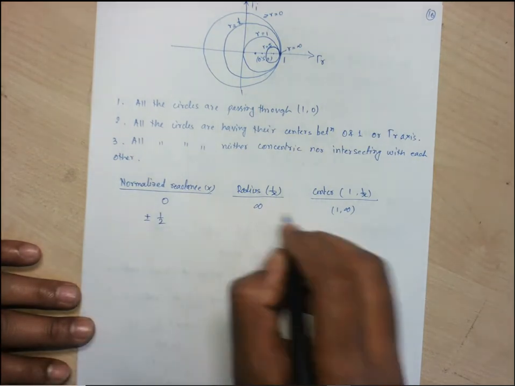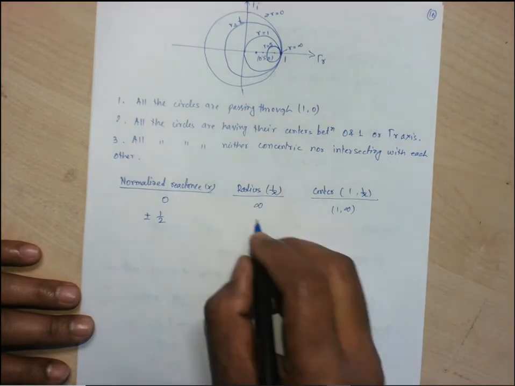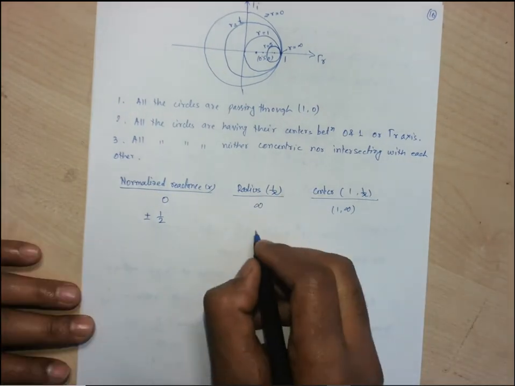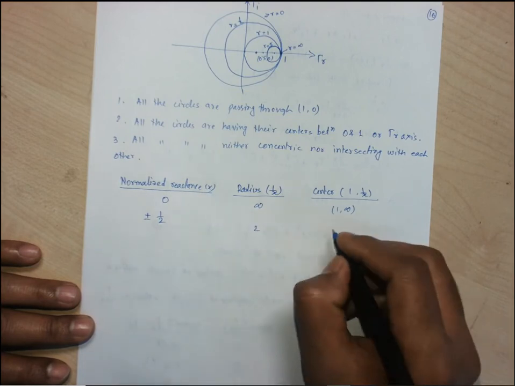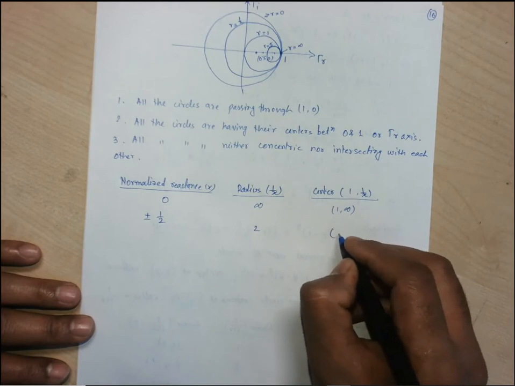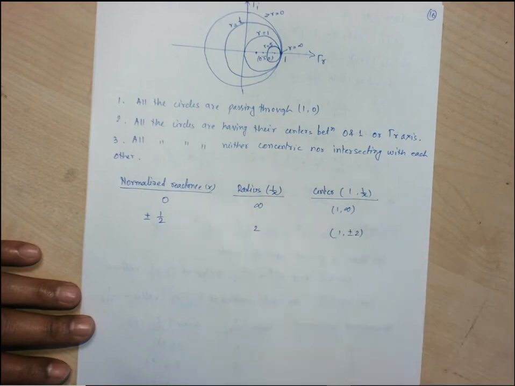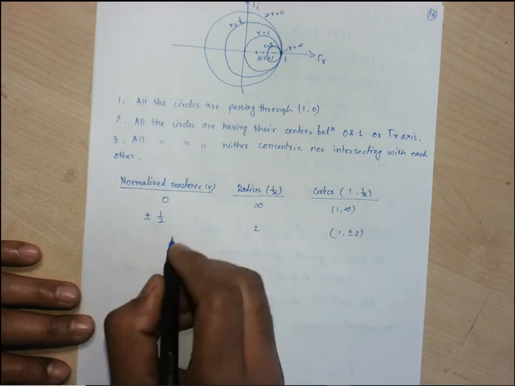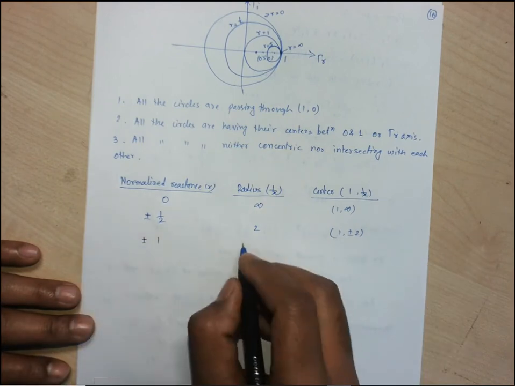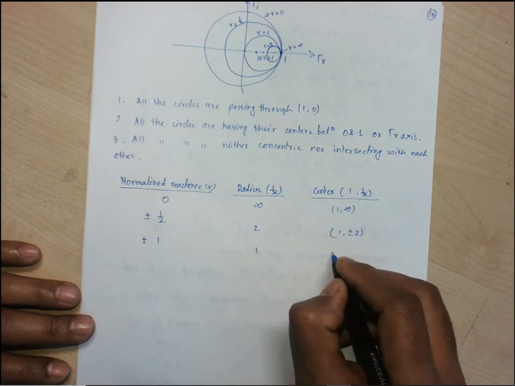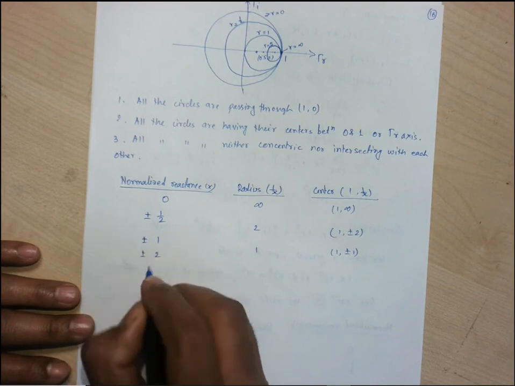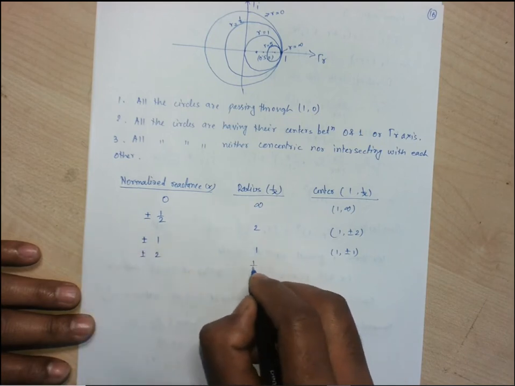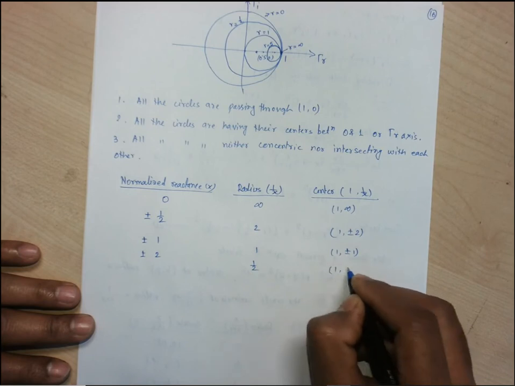That will give us a radius with certain numerical values, then we will put it either on this side or this side, whatever, the same circle we are supposed to have. So that will have the radius of 2, and the center is at 1 comma plus minus 2, this side or that side. Then plus minus 1, it will have radius 1, center 1 comma plus minus 1. Then plus minus 2, it is supposed to have radius half, center 1 comma plus minus half.